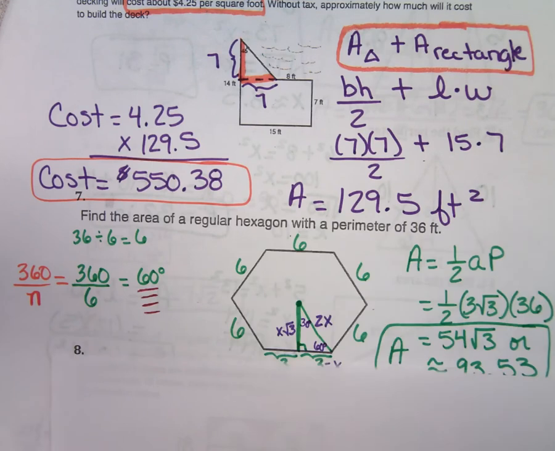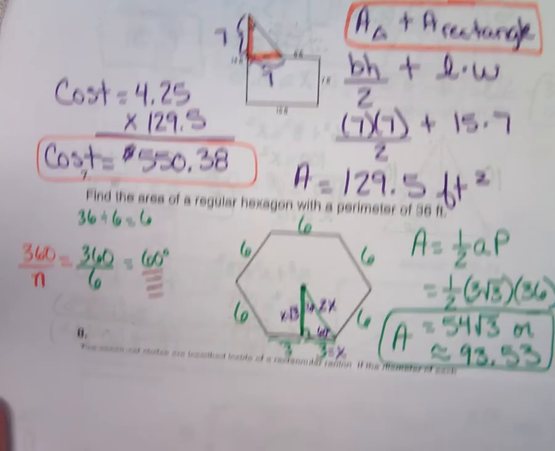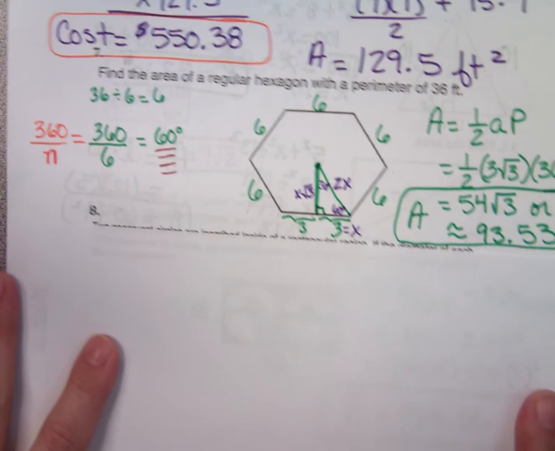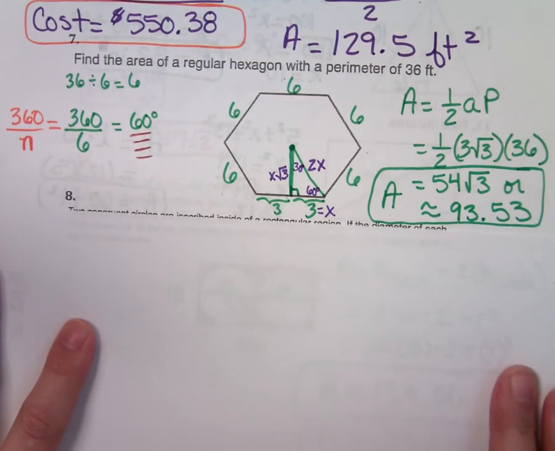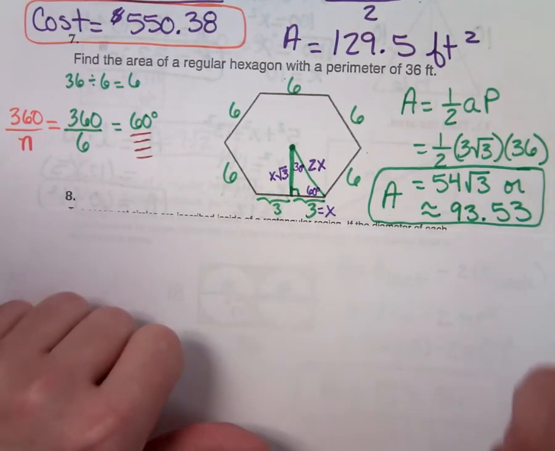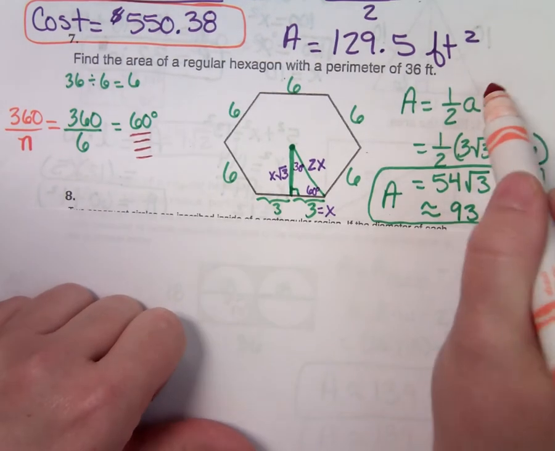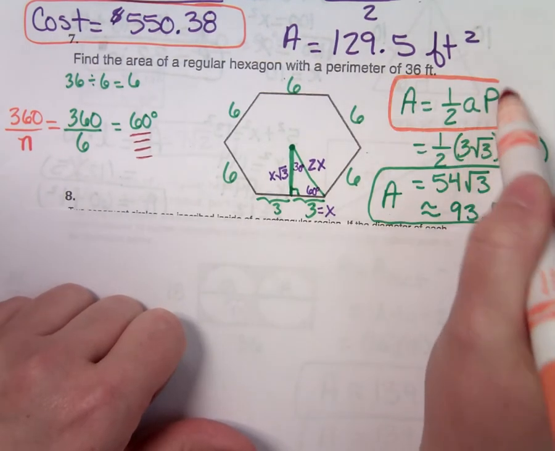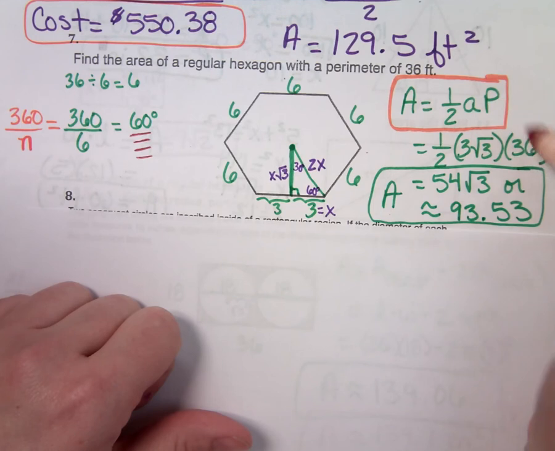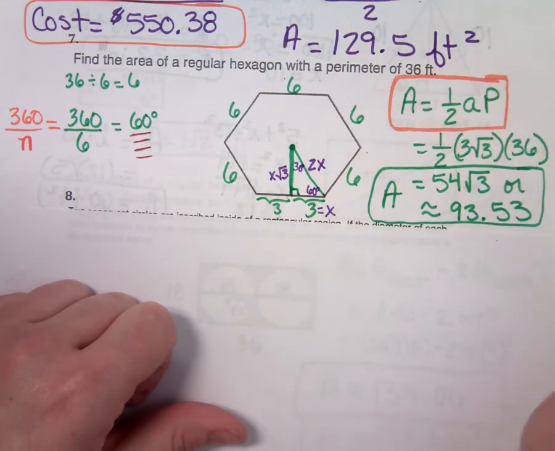Okay, number 7, a little bit of effort here. The regular polygons, they always require a little bit more work from you than some of the other shapes. Okay, since it is a regular polygon, I know this is the formula I'm going to use. I already know the perimeter is 36 because that was given to me. You just have to figure out the apothem.